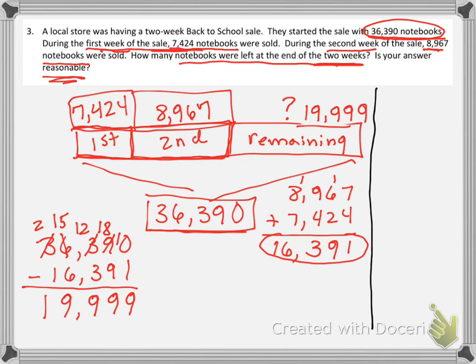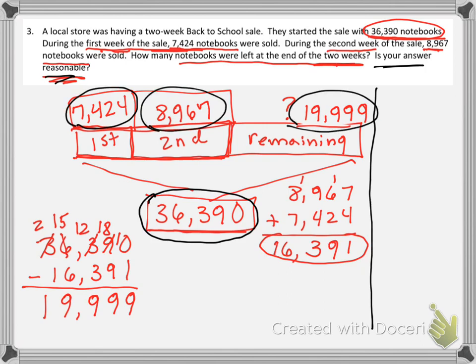All right, now we've got to answer the second part. Is your answer reasonable? And how we're going to do that is we're going to estimate. So remember, this is the total that we have of how many notebooks they started with for the sale. So we need to estimate this number and this number and this number to see if it all equals close to this. So let's start with 19,999, and let's do the front end estimation. Let's go to the 10,000s. And is this closer to 10,000 or 20,000? Obviously, if you look at this information here, it's closer to 20,000.